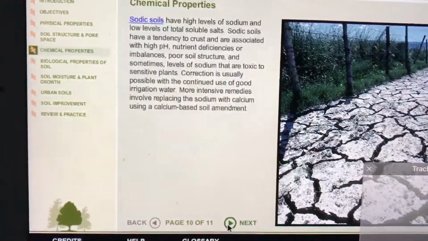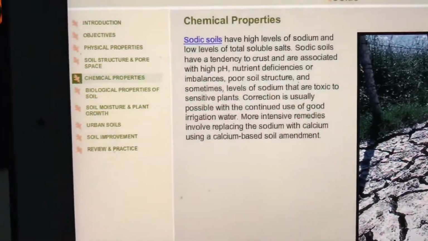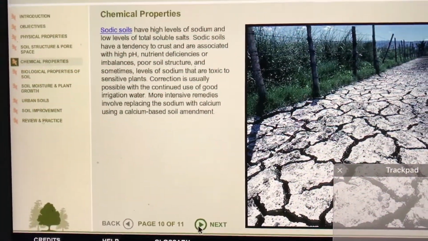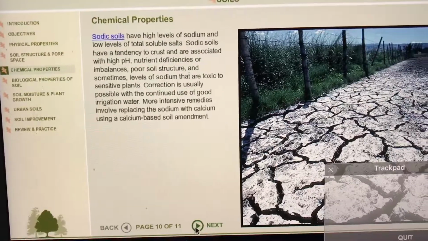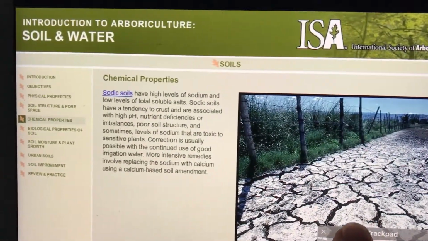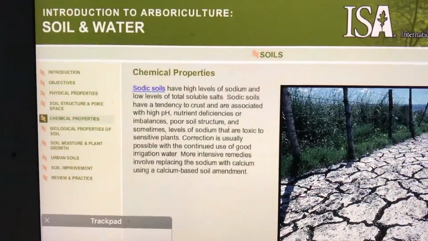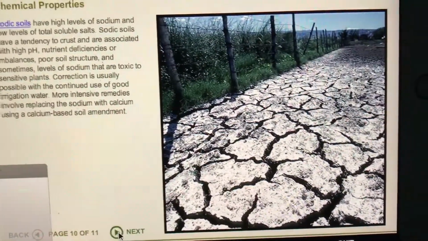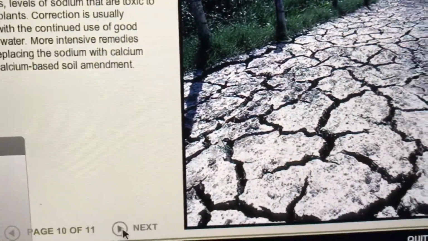Sodic soils have high levels of sodium and low levels of total soluble salts. Sodic soils have a tendency to crust and are associated with high pH, nutrient deficiencies or imbalances, poor soil structure, and sometimes levels of sodium that are toxic to sensitive plants. Correction is usually possible with the continued use of good irrigation water. More intensive remedies involve replacing the sodium with calcium using a calcium-based soil amendment.